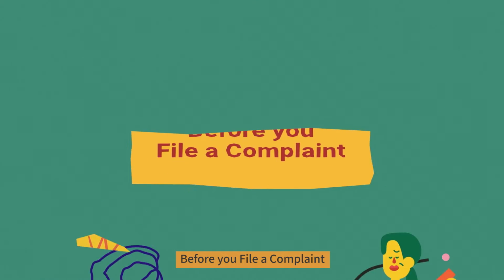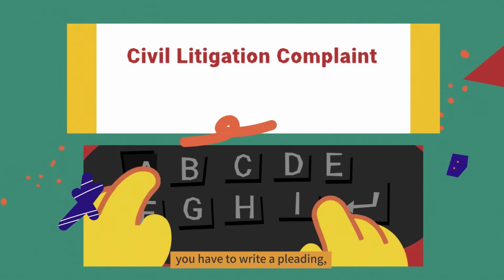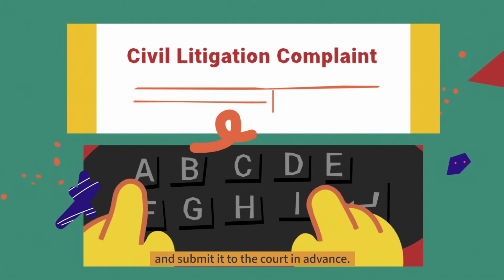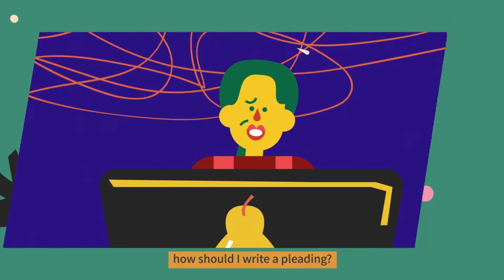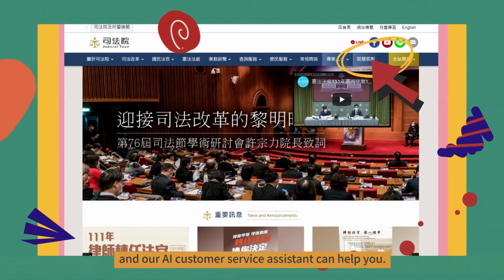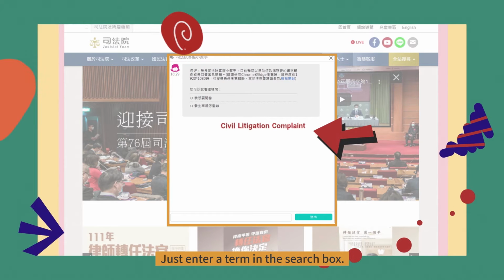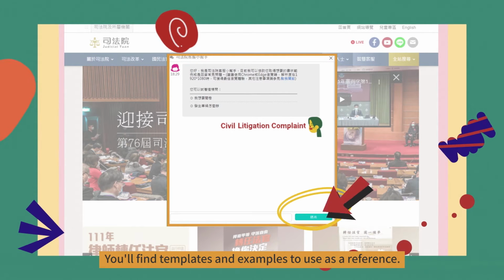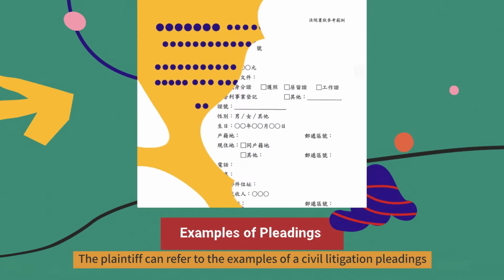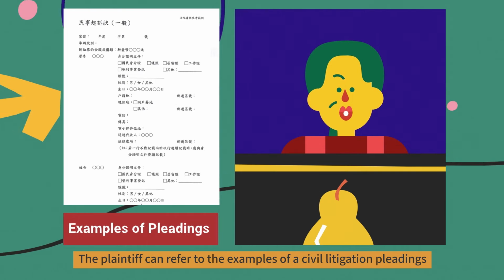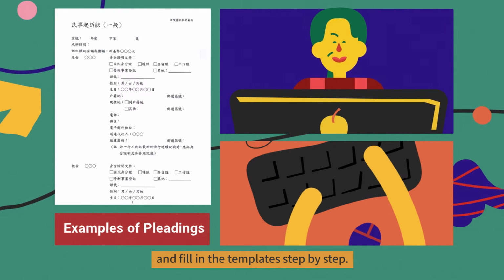Before you file a complaint, to express your complaint, you have to write a pleading and submit it to the court in advance. So, how should I write a pleading? You can visit our website and our AI customer service assistant can help you. Just enter a term in the search box. You'll find templates and examples to use as a reference. The plaintiff can refer to the examples of civil litigation pleadings and fill in the templates step by step.